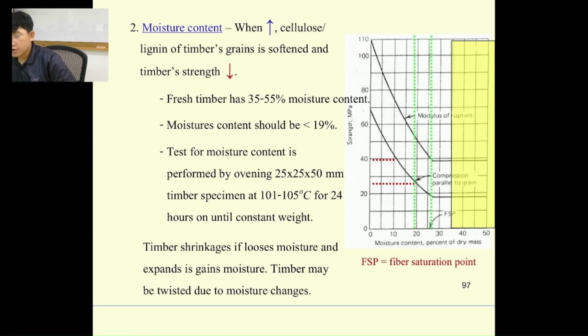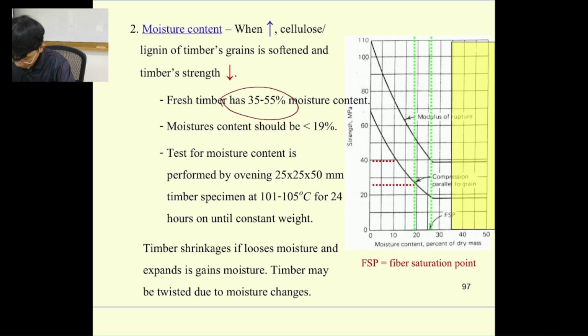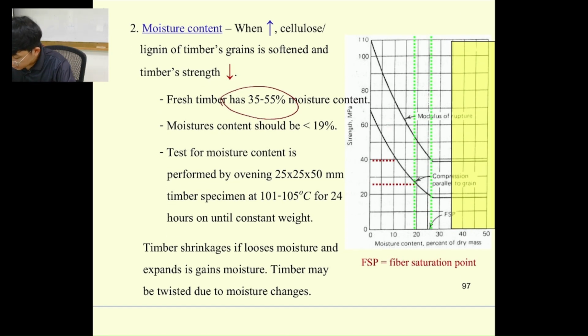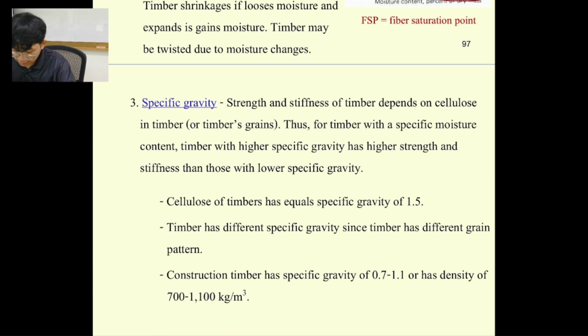All right. So the moisture content in the timber also matters. For example, fresh timber normally has a moisture content of about 35 to 55 percent, but the proper moisture content in the timber is supposed to be 19 percent, which means the higher percentage of moisture in the timber is going to produce lower strength. You can see that the higher moisture is going to produce really low strength compared to the low moisture of the timbers over here. Okay, and then we have specific gravity.